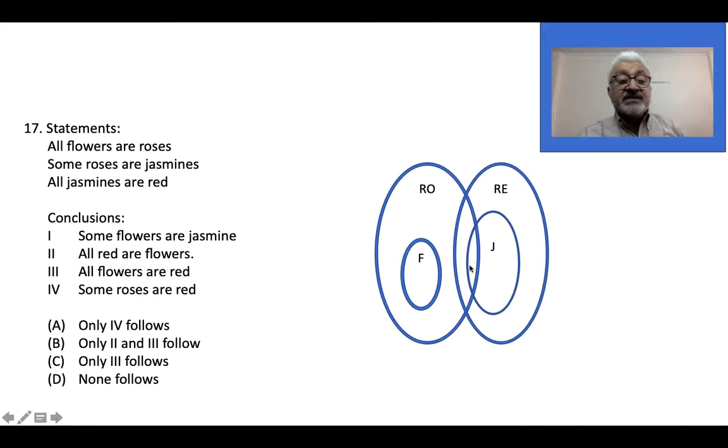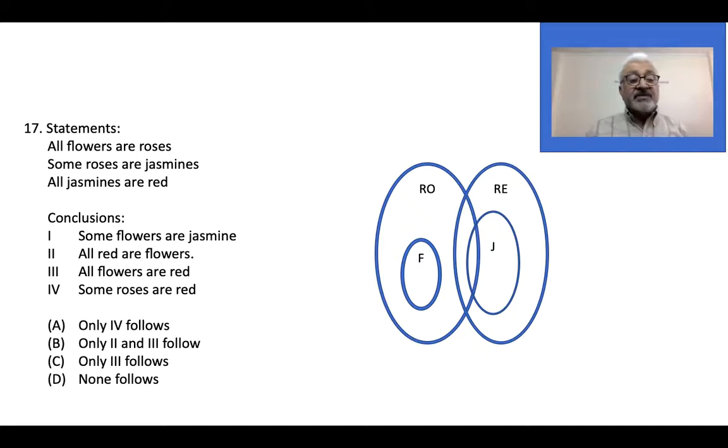Then it says all flowers are red. Can flowers overlap with red? The answer is yes. There is no bar that reds and flowers can't meet. Therefore, that is also possible.